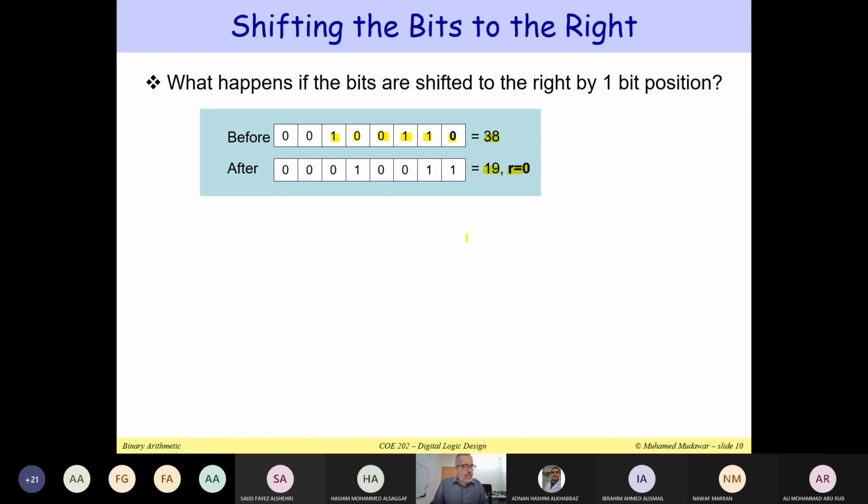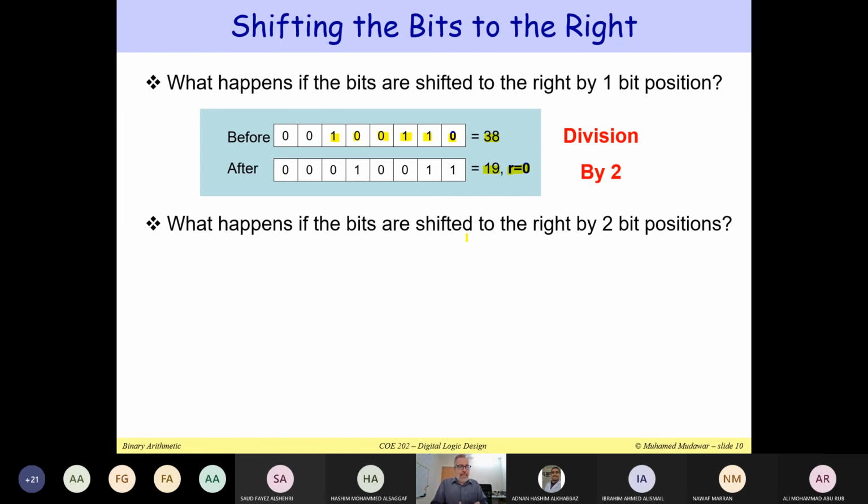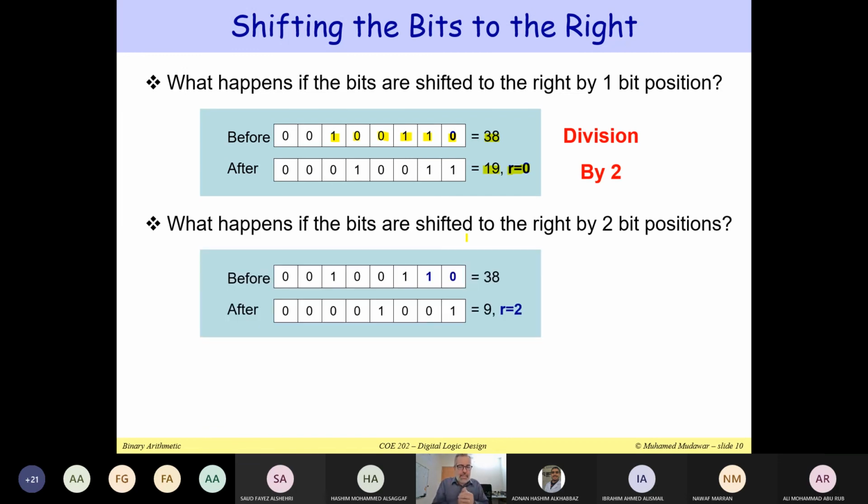Now, let us continue shifting to the right. Let us take the number 19 and shift it to the right again. Or take the number 38 and shift it to the right by 2-bit positions. If we shift to the right by 2-bit positions, the 1 and the 0, these 2 bits will be shifted out. And 1, 0 is 2 in binary. So the remainder will be 2. And the number will be 1, 0, 0, 1.